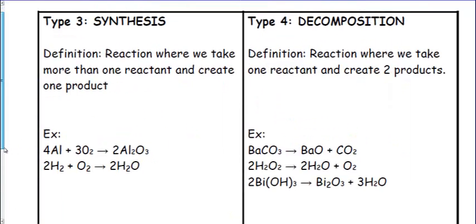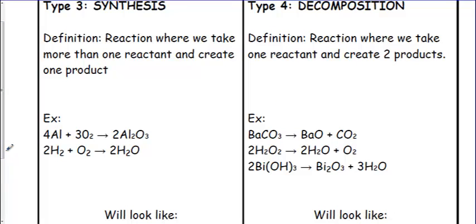Type 3 is synthesis. And what does synthesis mean? It means to make something, or create something. So this reaction is where we take more than one reactant and create one product. Here are two examples. We have aluminum and oxygen to make aluminum oxide. The second example, we have hydrogen and oxygen to make water. Notice, two reactants to form one product.